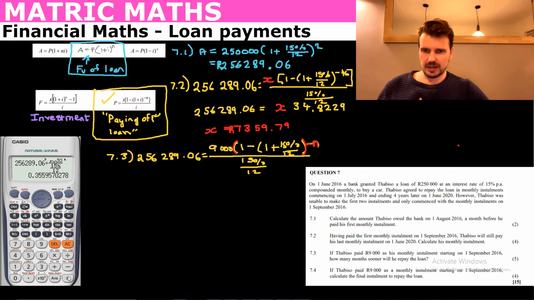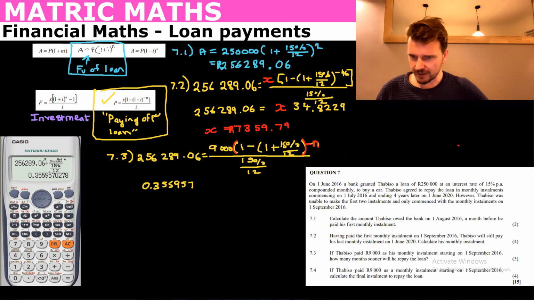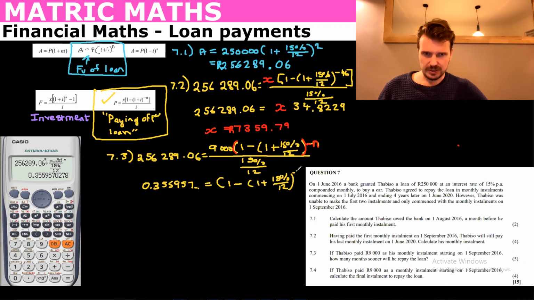Okay. And so I get 0.325. So I'll put that in here now, in yellow. So 0.355957 equals, and then it's 1 minus (1 plus 15% over 12) to the power of minus n.